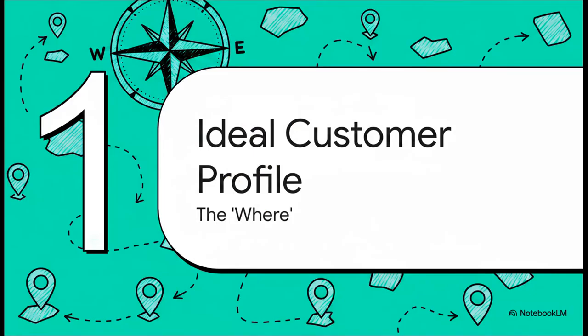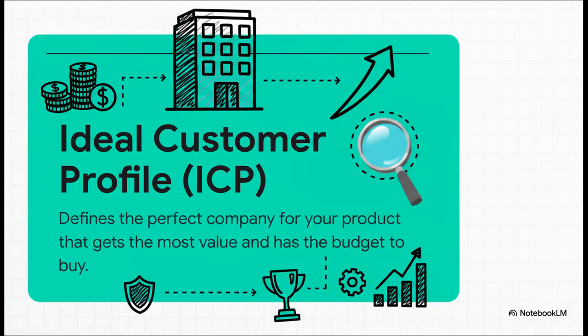Okay, first up, the ideal customer profile, or ICP for short. The best way to think about this is that the ICP defines the where. It's basically your map. It shows you the right places to look before you even start thinking about the actual people you'll be talking to. To put it simply, an ICP is all about the perfect company for your product. Notice I said company, not person. We're not talking about people yet.